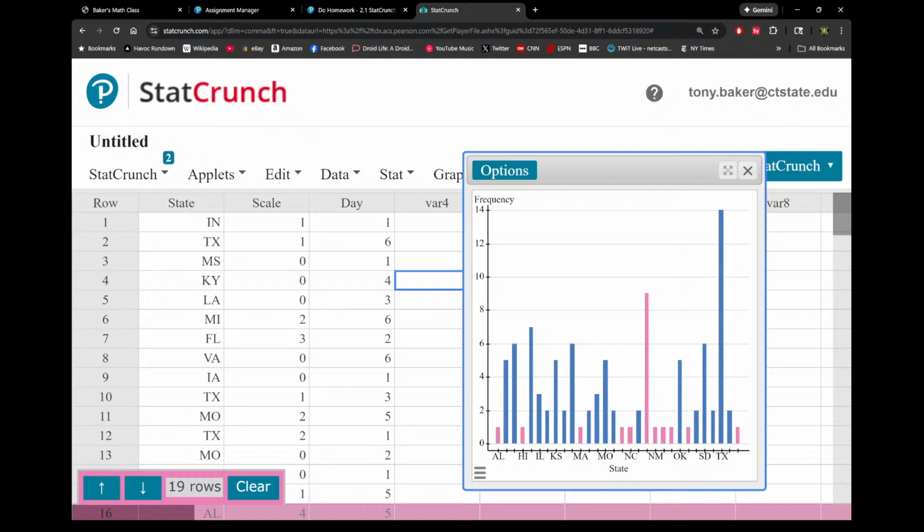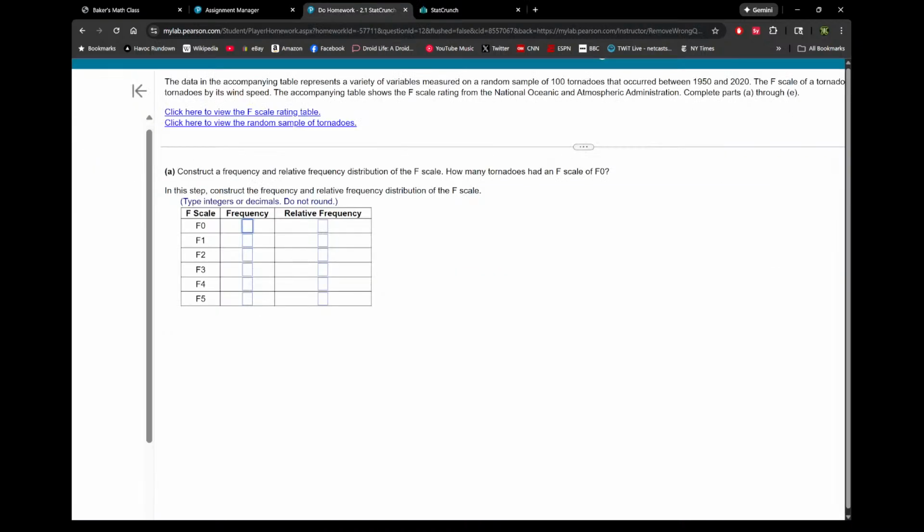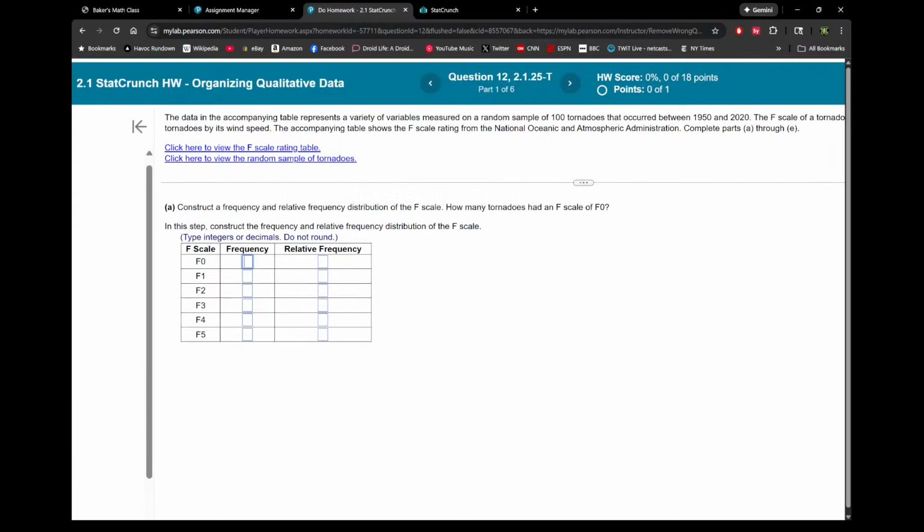We're not to 2.2 yet. I will get there. There's a slight difference in 2.2 compared to 2.1. I'm on Pearson trying to find those links. I can't find those.